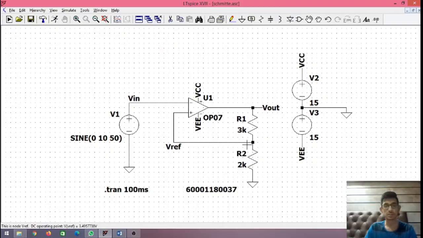So this is the circuit for a Schmitt trigger. We can see that the input is connected to the inverting terminal, so it is an inverting Schmitt trigger, and the Vout is connected to two resistors R1 and R2 in series, and a Vref is given to the positive terminal. So the R1 and R2 values determine the Vref.